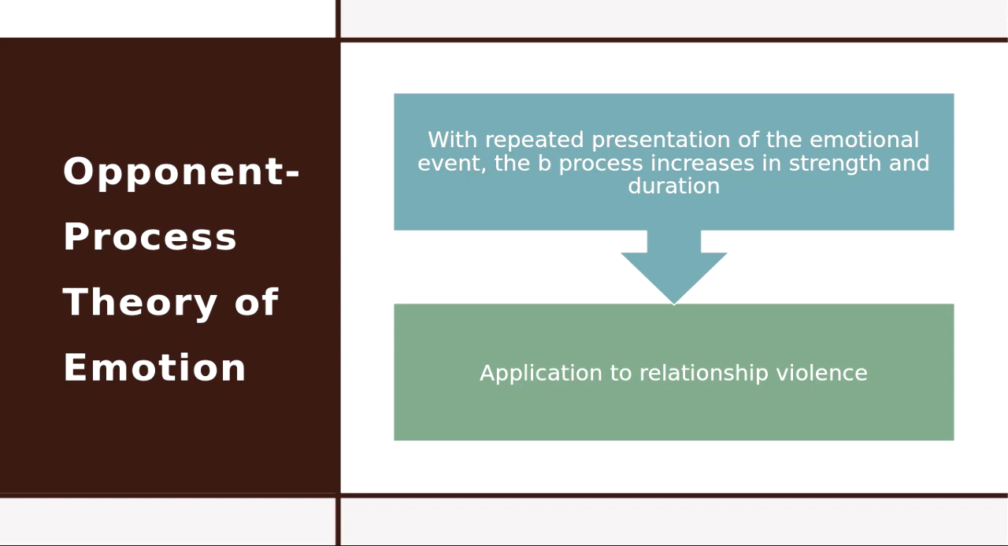When that event of abuse is removed, that A process goes away and the B process remains. So you have those positive feelings. And the more times you're exposed to abuse, the stronger and the longer that B process is. So it sounds paradoxical, it sounds unexpected, but the more you're exposed to that trauma, the stronger that B process gets, the longer it lasts. So you get more of a positive emotion after the abuse is removed, the more times you've been through this process of abuse. So that gives you a little bit of insight into the way the cycle of abuse may be influenced by the opponent process theory of emotion.